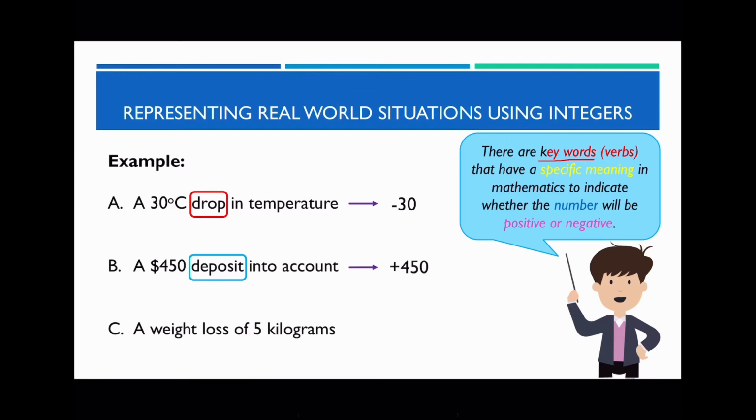And for my last example, a weight loss of 5 kilograms. The verb loss means that it's reducing, and when something's reducing, this indicates that it has a negative sign. So therefore, I could write this as -5.